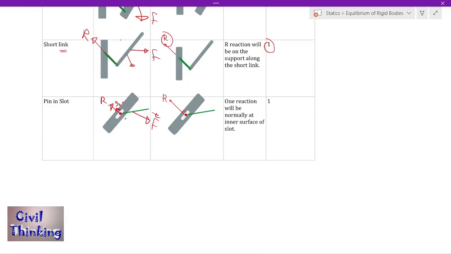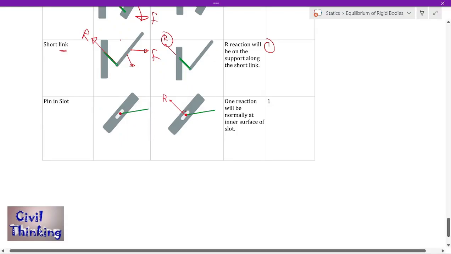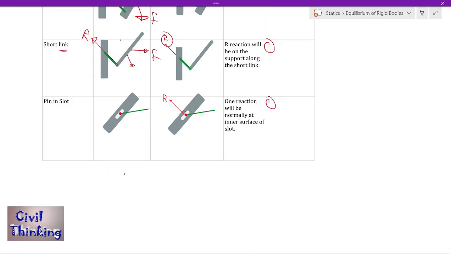So there is only one reaction because you only stop this motion, right? Of course you can rotate it, if it is like this you can rotate it like that. You can also move it like this, but you cannot move it here or here. So one motion is restrained, so only one reaction, as you can see here. This way we found the support reactions.